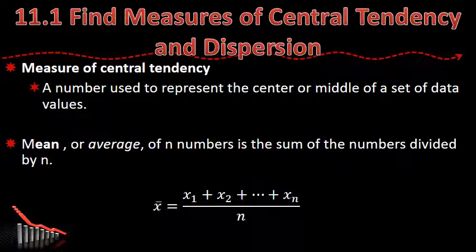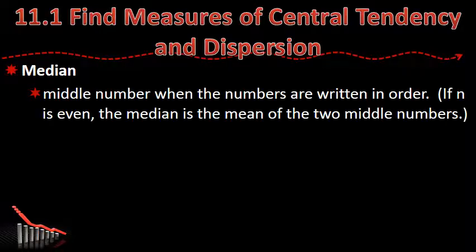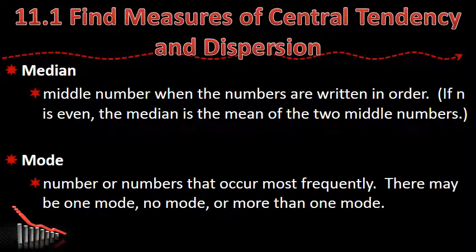Notice the symbol for mean is this x with a bar over the top. The median is the middle number when the numbers are written in order. If you have an even number of numbers, the median is the mean of the two middle numbers. The mode is the number or numbers that occur most frequently.